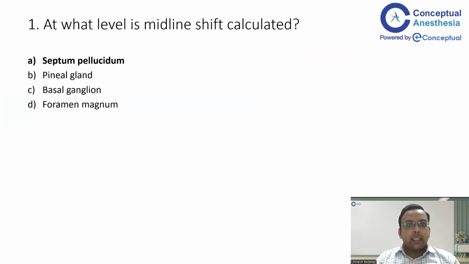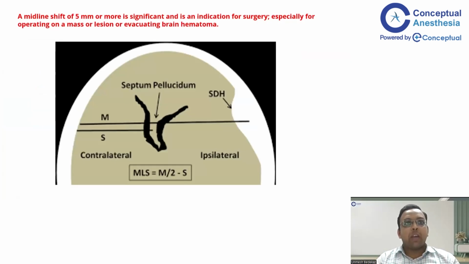So as you can see in this figure, a midline shift of more than 5 mm is significant and it is an indication for surgical evacuation, especially for operating for a mass or a lesion or evacuating brain hematoma. So when you consider midline shift, first of all, it is calculated at the level of septum pellucidum. There are two diameters that are considered. One is the M and one is the diameter from external end to the septum pellucidum. So the first diameter is divided into two halves and the distance S is subtracted from the first distance and thus you can calculate the midline shift.